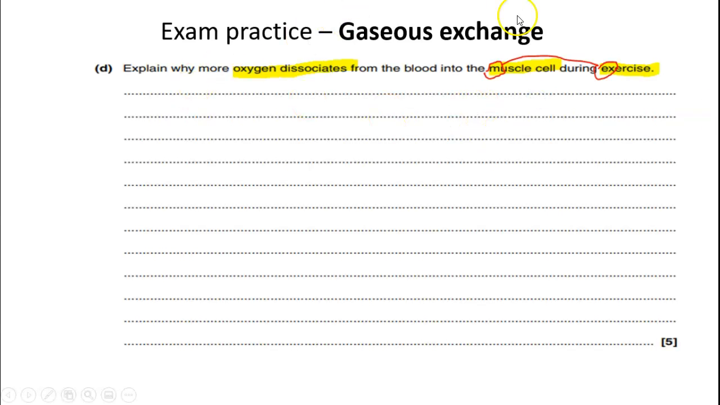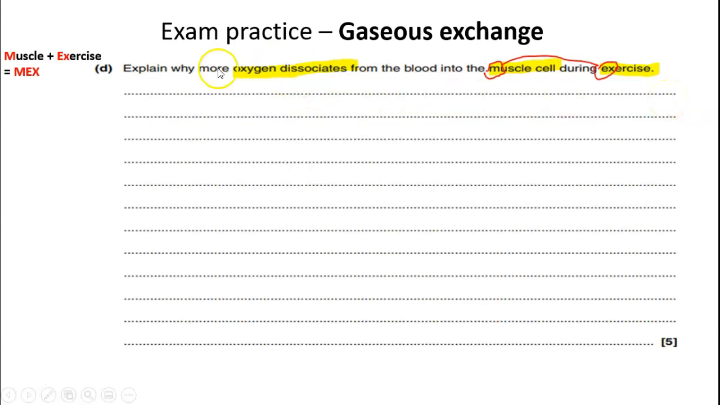So when this question comes up, I'm going to help you on the first one, and see what you can remember. So explain why we see here oxygen dissociates. Why does more oxygen dissociate from the blood into the muscle tissue during exercise? Now on here, when you see oxyhemoglobin dissociation, you have got to make sure that you understand there is a new way of doing this. So what does that mean?